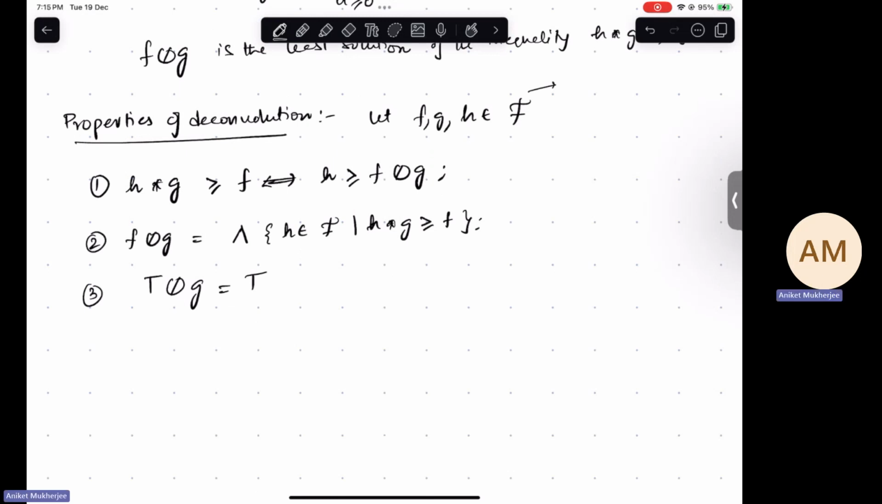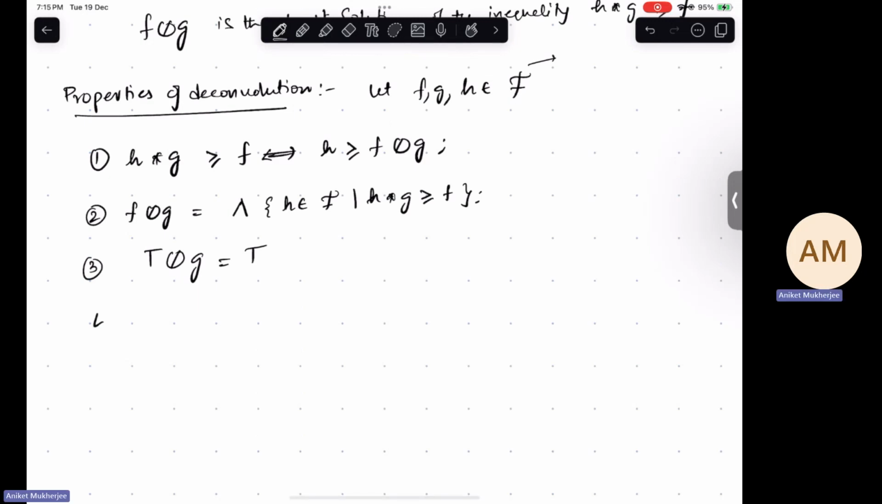And since t is the smallest element of f, the min-plus functions, if you deconvolve it with any function, you get the smallest operator back, which is the t operator, right? We'll see the proof in the next class. Or if f is greater than or equal to g, this is not a dioid relation, this is a normal relation, this implies f deconvolution f greater than g.